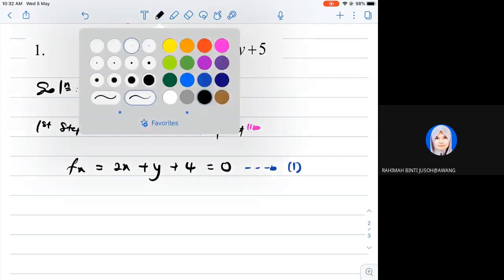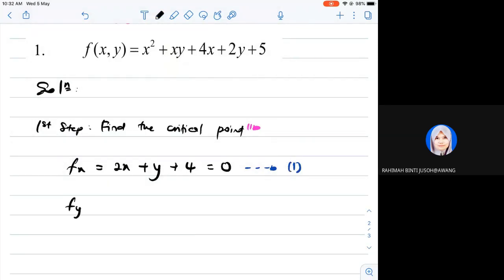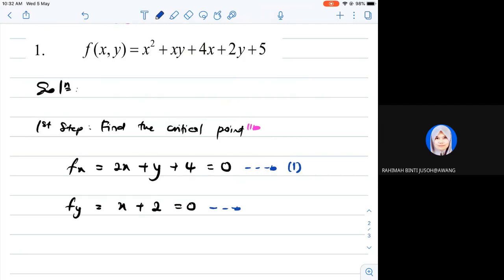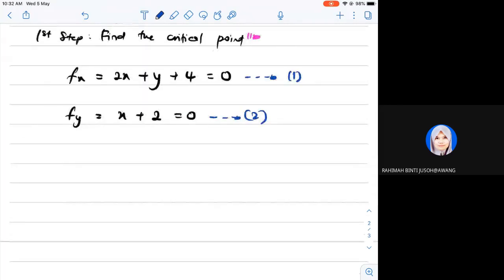Next we need to find fy. Differentiate our function f(x,y) with respect to y. So x becomes a constant, therefore x squared becomes 0. Differentiating the second term xy with respect to y we get x. Then for the x term it becomes 0. Differentiating 2y becomes 2. Equate this with 0. So this is the second equation.